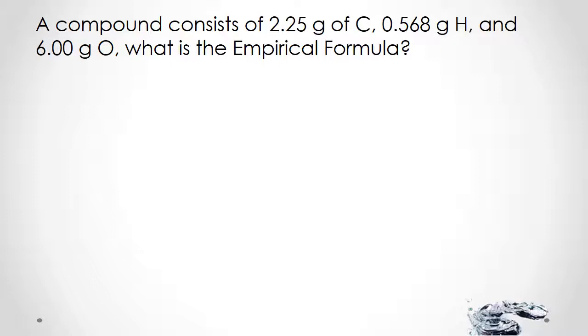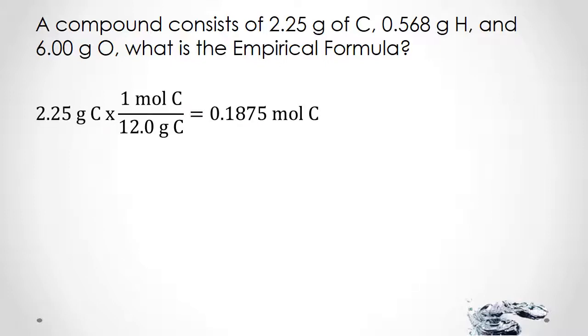Well, the first thing we're going to do is start by converting the grams of carbon into moles of carbon. So we take 2.25 grams of carbon, divide that by the 12.0 grams of carbon, and multiply by 1 mole of carbon to get 0.1875 moles of carbon. We don't know if this is the smallest moles of carbon, so we have to convert the other 2 first.